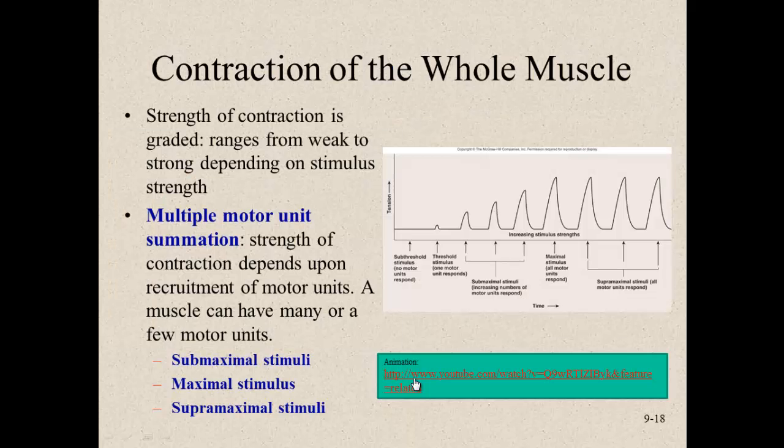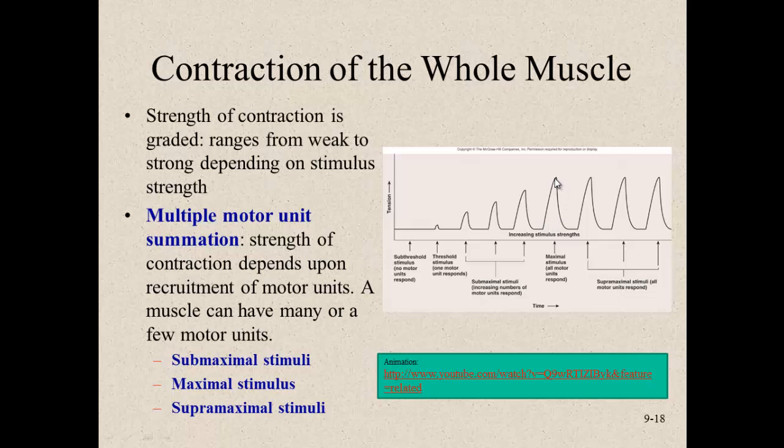If we look at this graph here, it shows a stimulus that does not reach threshold, so no motor units are responding or contracting. If we reach threshold, one motor unit will respond. But if we increase the stimulus, more motor units are responding, and we're going to get more contraction. This is not a graph of an action potential. Notice on the side here, it's not voltage, it's just strength of contraction. So this is showing that the more motor units respond, the stronger the contraction of the muscle, until you get to a certain point.